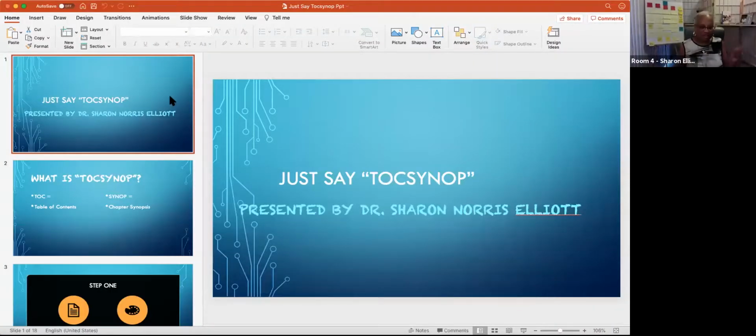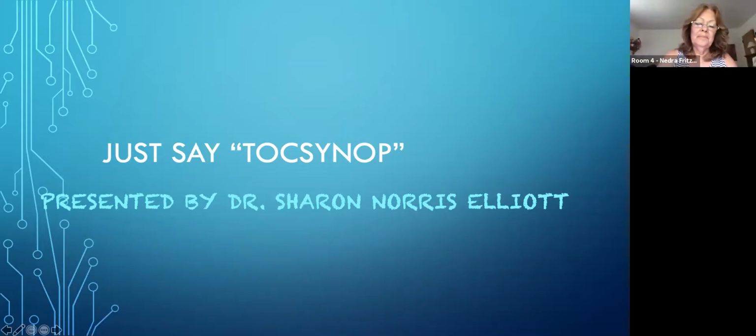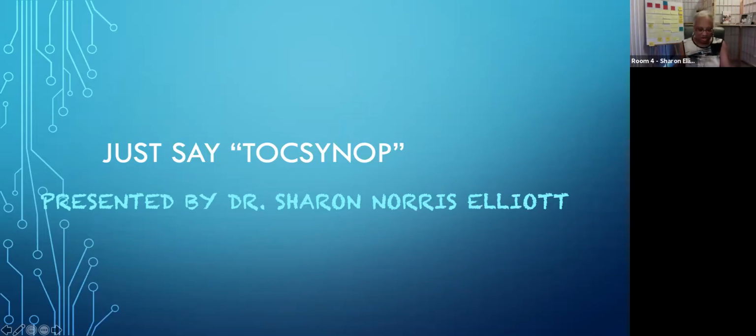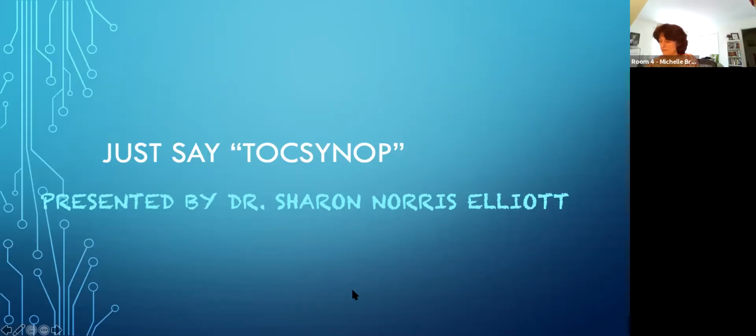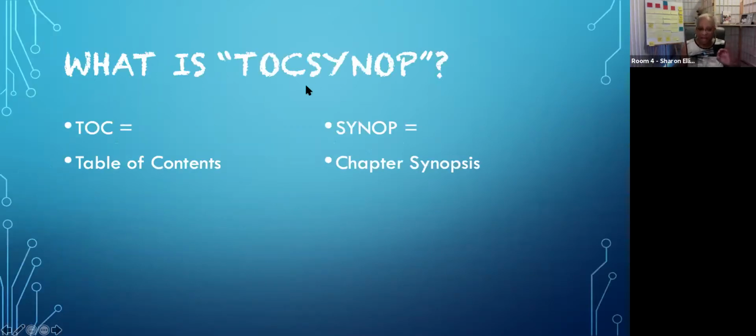If you have the handouts, you want to turn to the one that says Just Say TOC Synop. So it's this one. If you don't have the handout, I'm a good teacher and you'll be able to follow. And you have the PowerPoint. Now we're going to get into, well, you'll see. TOC Synop is a word that I made up, and as writers, we do that. TOC stands for table of contents, and synop stands for chapter synopsis. So we are going to use the table of contents and the chapter synopsis in a very unique way, I think.